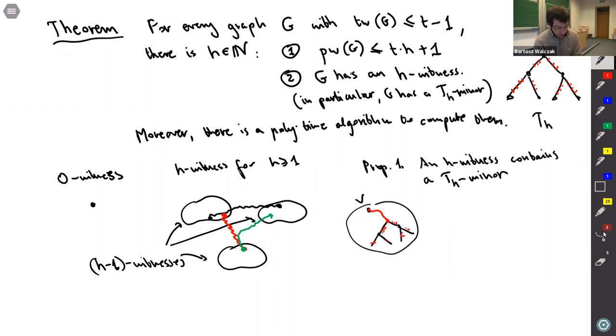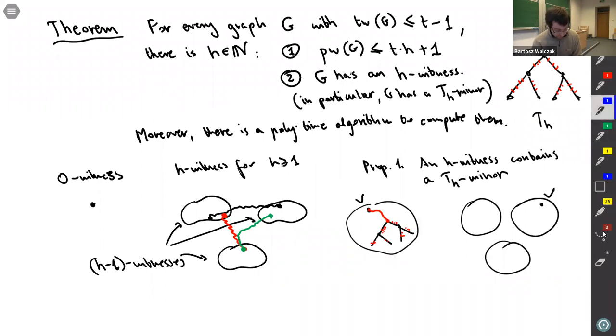So I want to maintain this kind of property by induction, and this is easy, because if we have now this inductive construction, so three H minus one witnesses, we have our selected vertex V, for instance, it is somewhere here. Then there is a path which connects this to this one, avoiding the third one. There is a path which connects this to this one, avoiding the third one. Maybe let me draw them this way. Now the witness itself is connected, so I can extend these paths here.